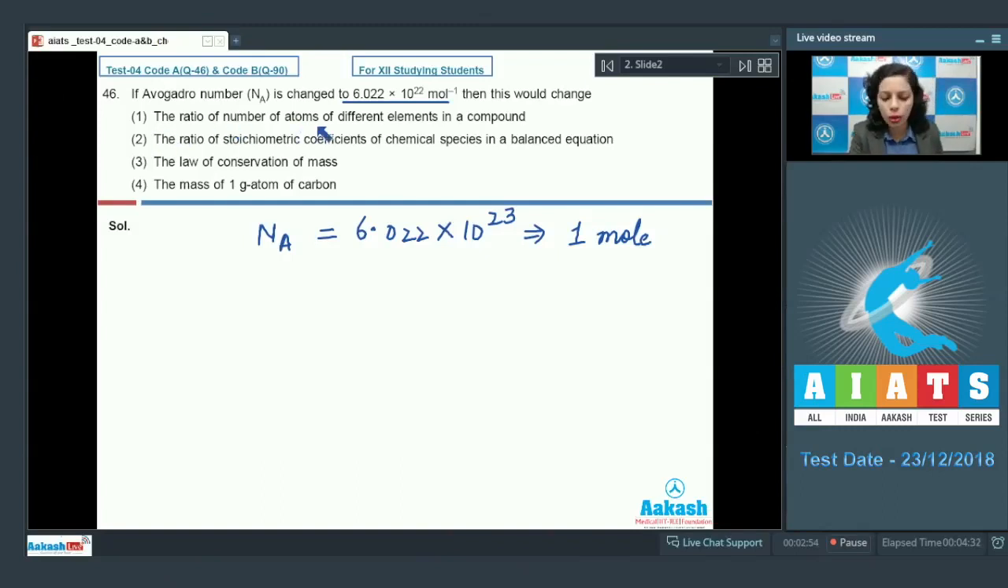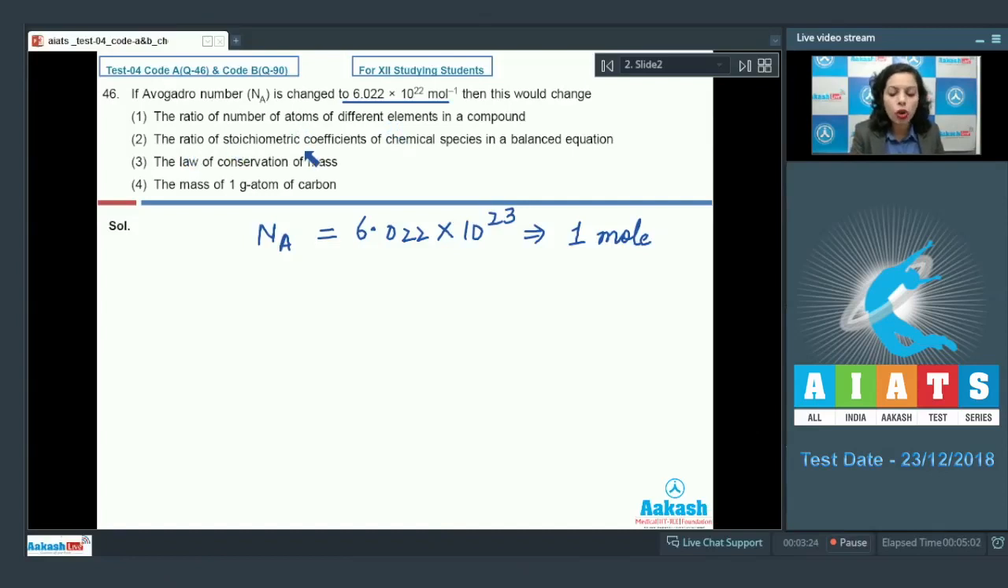The ratio of number of atoms of different elements in a compound. If we have a certain chemical formula of a compound, that represents the ratio of the number of atoms present there. So if you change the Avogadro number, there would not be any effect on this ratio of number of atoms of different elements in a compound. So this would not be the option.